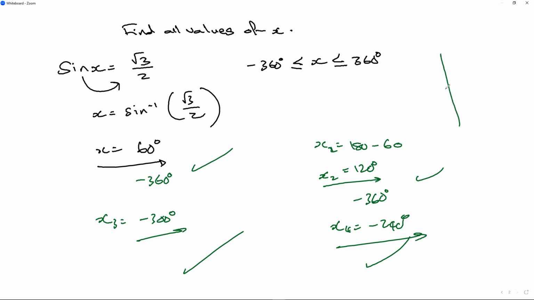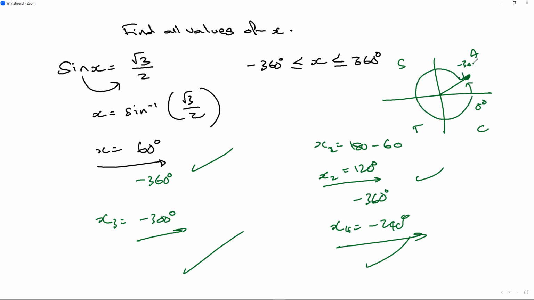If I have to draw this in some kind of quadrants, I know that 0 is over here. This is the CAST diagram, and 60 degrees is over here. I know that if I subtract 360 degrees, I'll go all the way back there. In other words, 60 from 0 is negative 300 in the reverse.